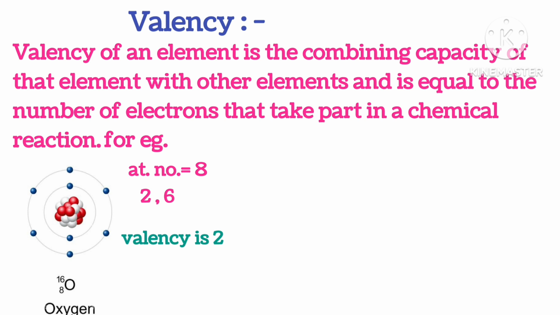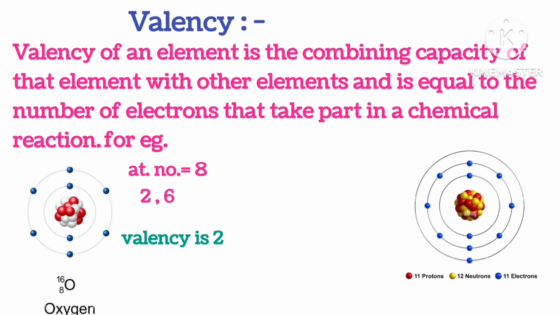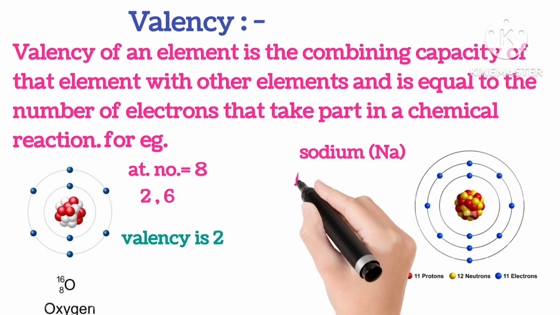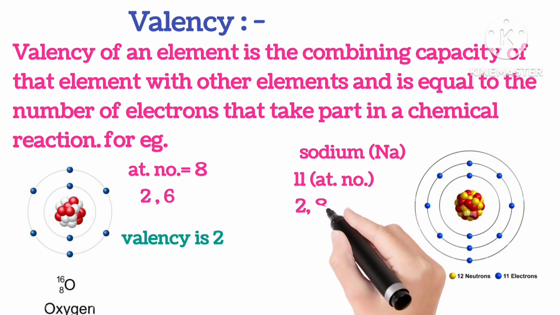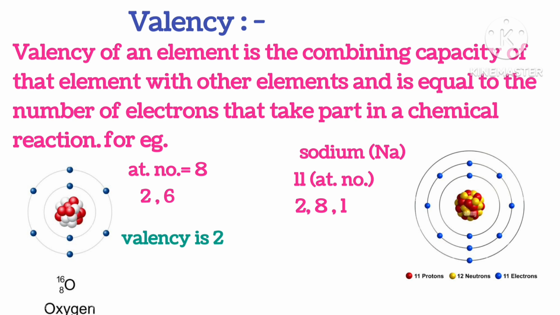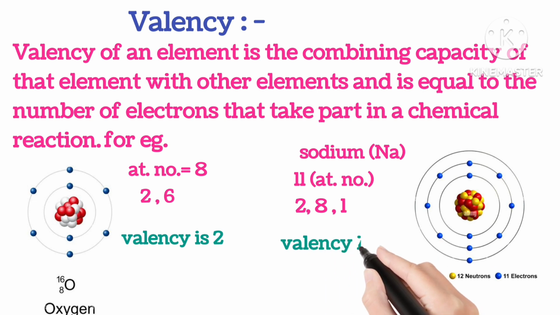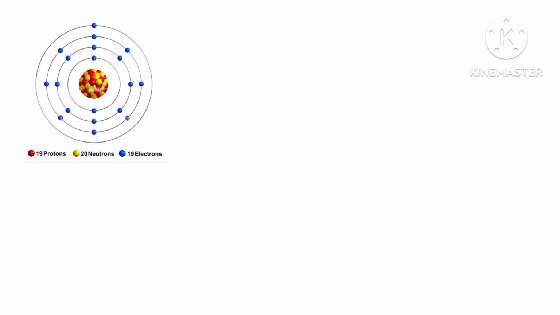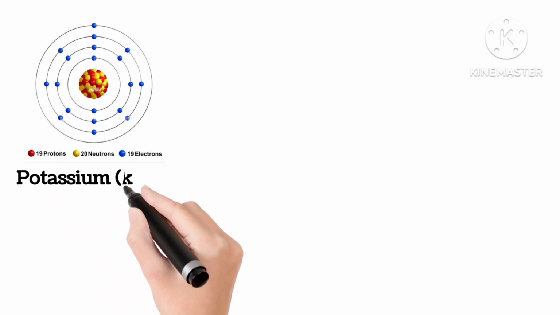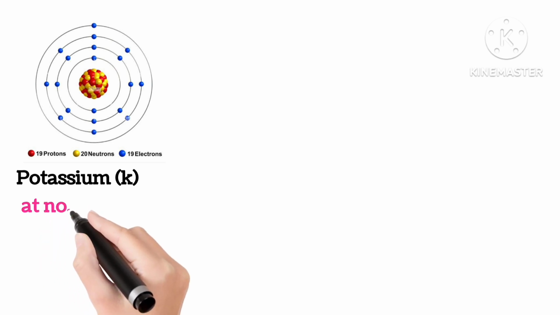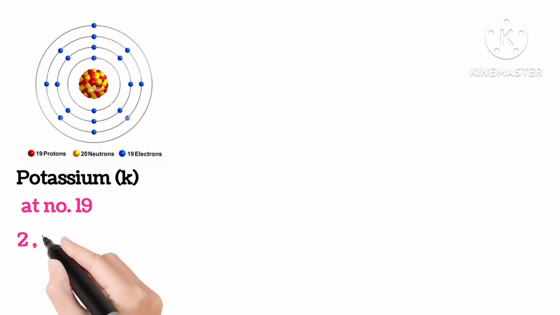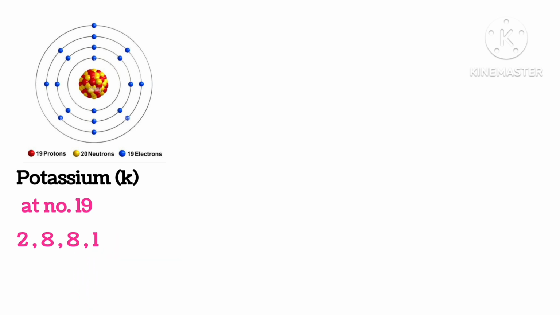Similarly, sodium atom, atomic number 11, configuration is 2, 8, 1, has 1 extra electron, so it can lose its electron and become stable. So its valency is 1. Potassium atom, atomic number 19, configuration is 2, 8, 8, 1. Here also 1 extra electron it can lose to become stable, so valency is 1.